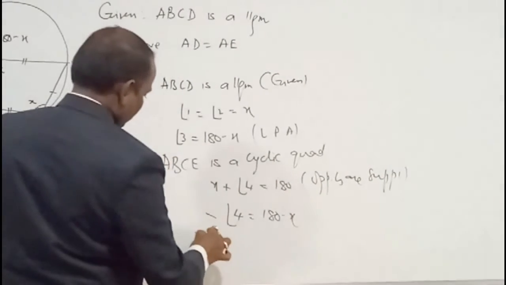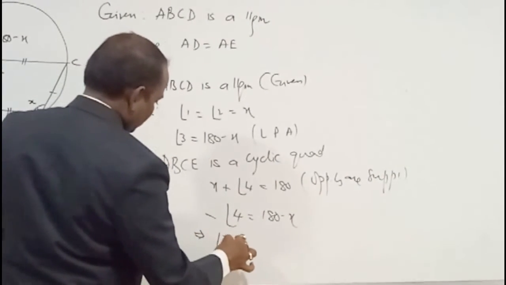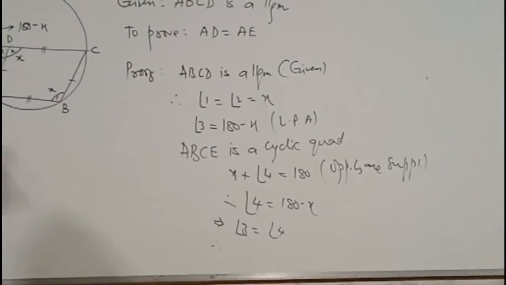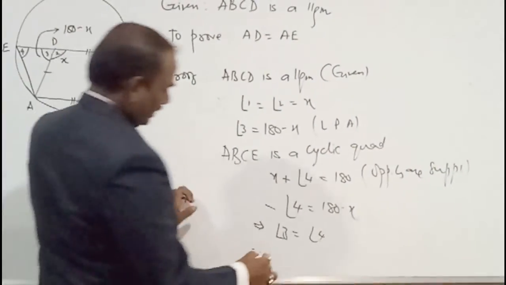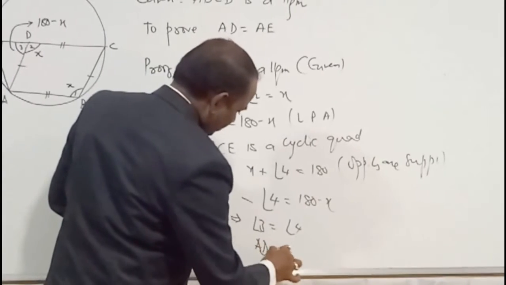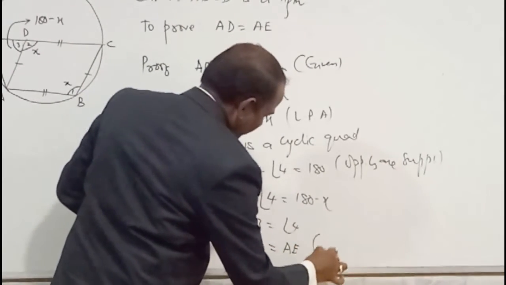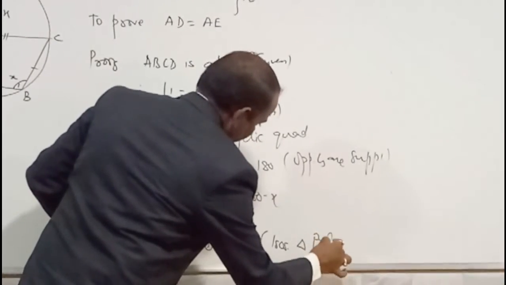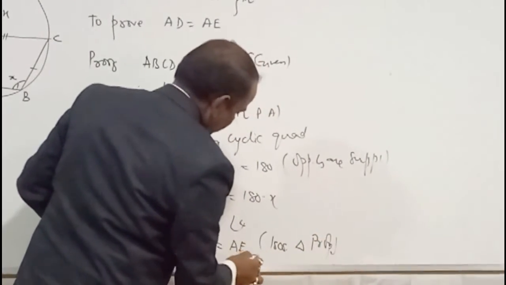So therefore you get what? Angle 3 is equal to angle 4, and therefore I can say that AD equal to AE. यहाँ आप isosceles triangle property का reason use कर सकते हो. This is the proof.